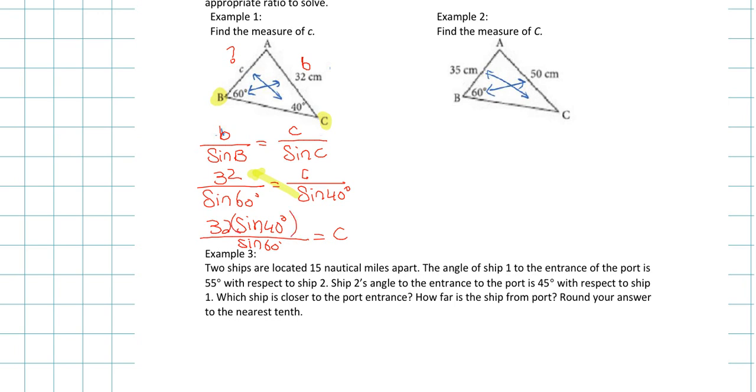Does that make sense? Now here's my question. When you do this on the calculator, what are you going to report your answer to? How many decimal places? What am I looking for? I'm looking for a side. Side is reported to, what did we learn yesterday? Sides to one decimal place. Angles to the nearest degree. Ratios to four decimal places. So, what do you get when you do this?